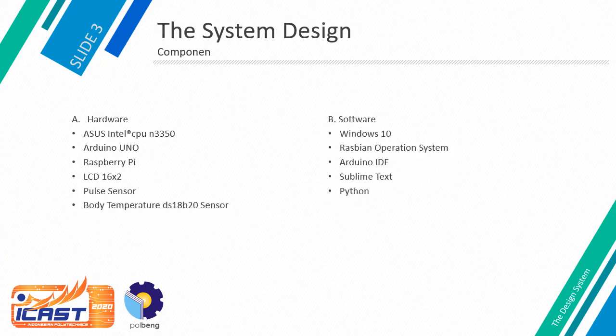The system design component. It will be divided into two parts, hardware part and software part. A. Hardware part. We are using the laptop Asus, Arduino Uno board, Raspberry Pi, LCD 16x2, pulse sensor, and body temperature sensor DS18B20.